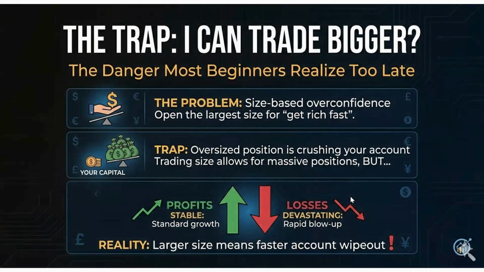The danger most beginners realize too late: size-based overconfidence, opening the largest size for get rich fast. So when you're using a big leverage, you're not thinking like a trader, you're thinking like a gambler, or you're thinking the get rich quick mindset. So like I said, if you're going to use a big leverage and it goes against you, then you wipe out your account. So larger size means account wipeout. But if you trade according to your capital, then you're going to have stable, steady growth.